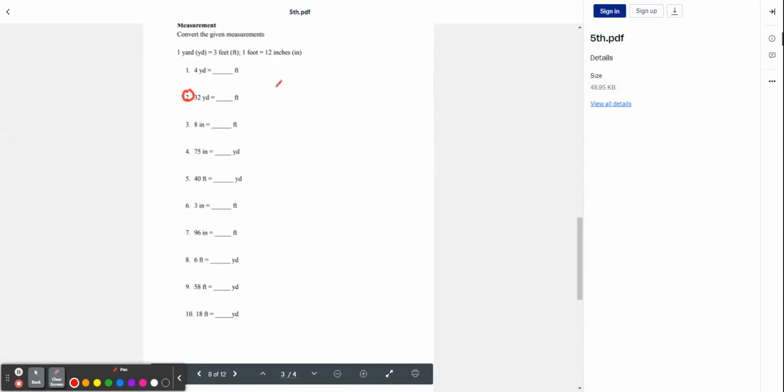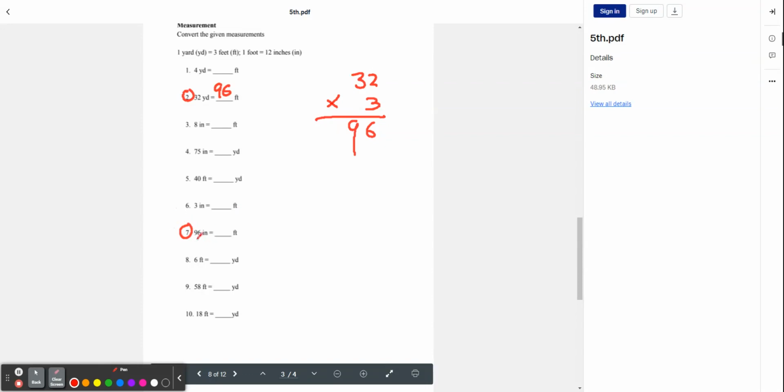Let's try 2. 32 yards to feet. So the amount of yards increased by 32 times from 1 to 32. So we're also going to multiply 3 by 32. And 32 times 3 is 96. So 32 yards is equal to 96 feet.